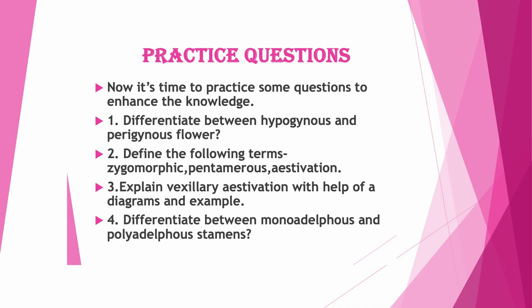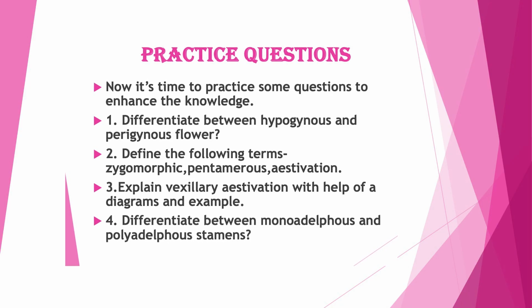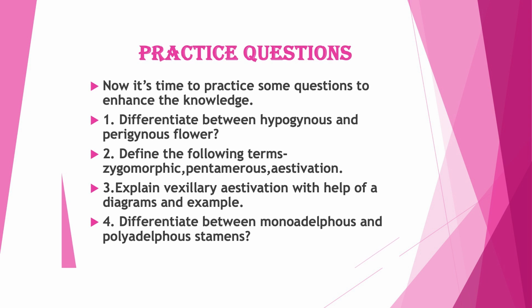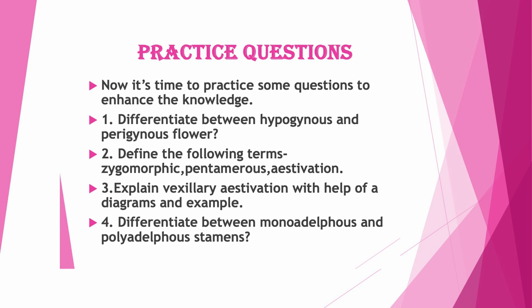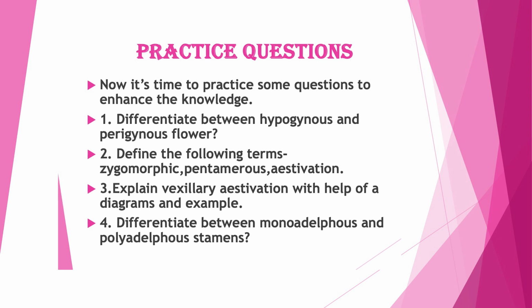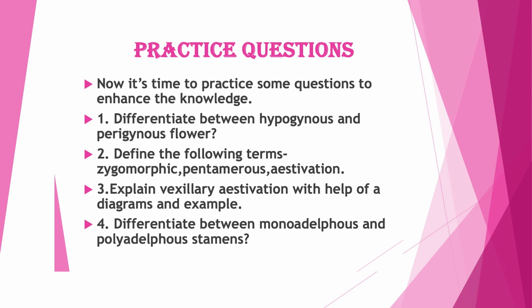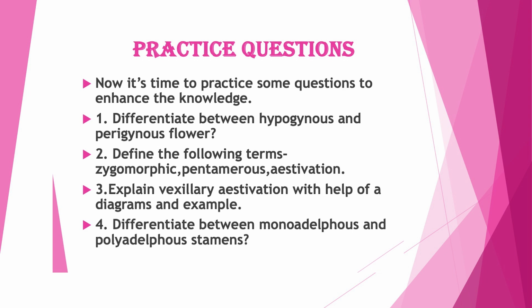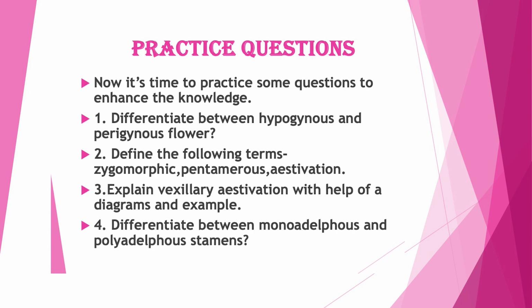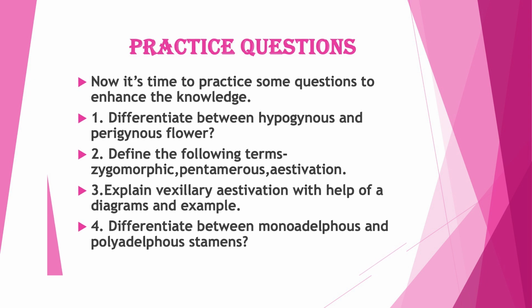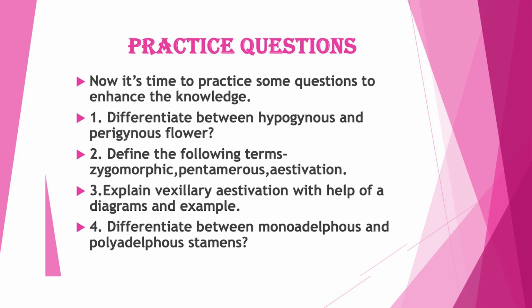Children, are you ready to answer few questions to test your learning? Differentiate between hypogynous and perigynous flower. Define these three terms: zygomorphic flower, pentamerous flower, and estivation. Explain vexillary estivation with the help of a diagram and give two examples of plants bearing this estivation. How do the monoadelphous stamens differ from polyadelphous stamens?